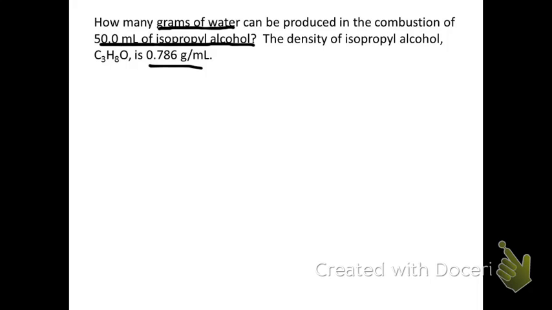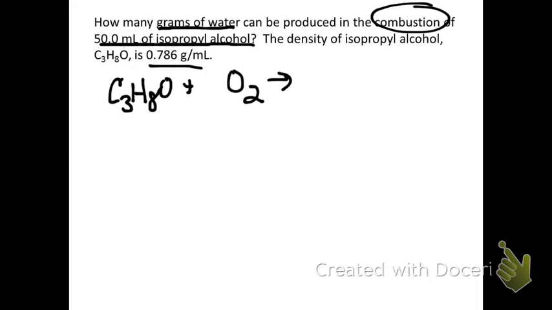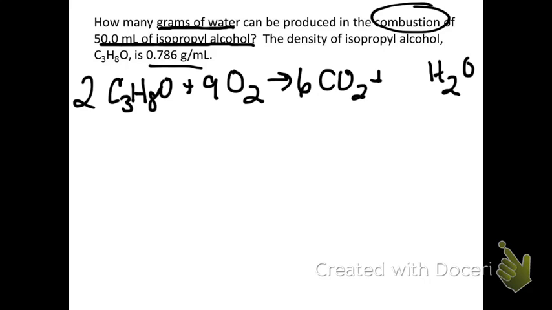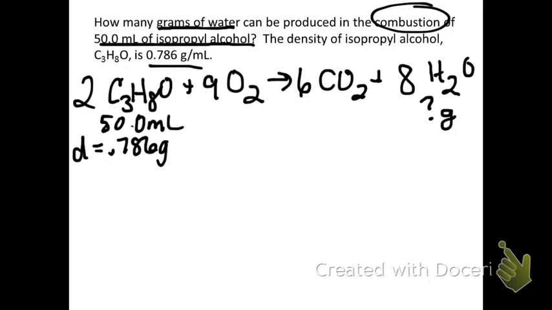Well, I'm going to need a balanced chemical equation, and I notice it mentions combustion of isopropyl alcohol. So take the isopropyl alcohol, combust it, which means react with oxygen. You should know from your previous videos that you're going to make carbon dioxide and water. Then balance it. I'm not going to spend the time on the balancing, but the coefficients end up being 2, 9, 6, and 8. Now I'm going to summarize what I have. I want to know how many grams of water, and I have 50 milliliters of isopropyl alcohol with a density of 0.786 grams per milliliter.